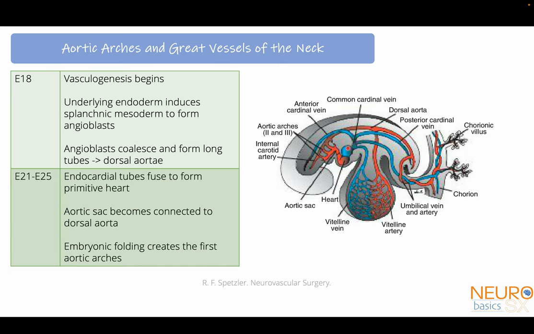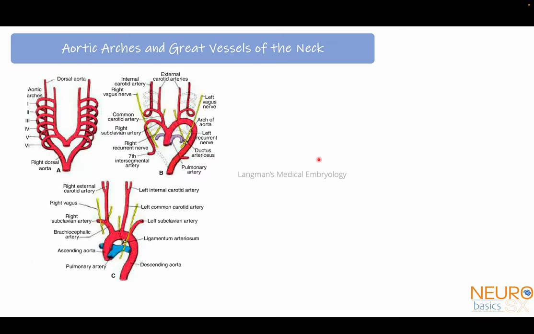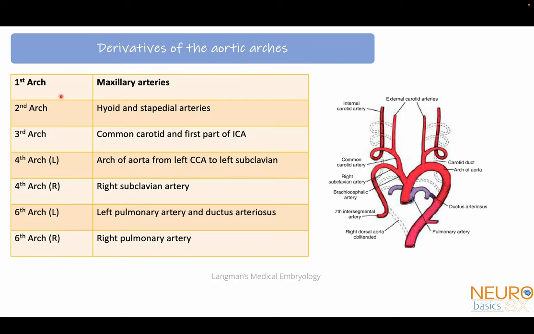Then the dorsal aorta will also get linked up with the primitive heart and joined together, and there'll be an aortic sac over here, and then the embryo will fold over, and these dorsal aorta will end up forming arches. So this folding will create these aortic arches. And there, as we know, there are six arches. The fifth one disappears and doesn't really give rise to anything. And there are different segments of these arches which will disappear and give rise to this ultimate final structure. So from the first arch, we have maxillary arteries arising.